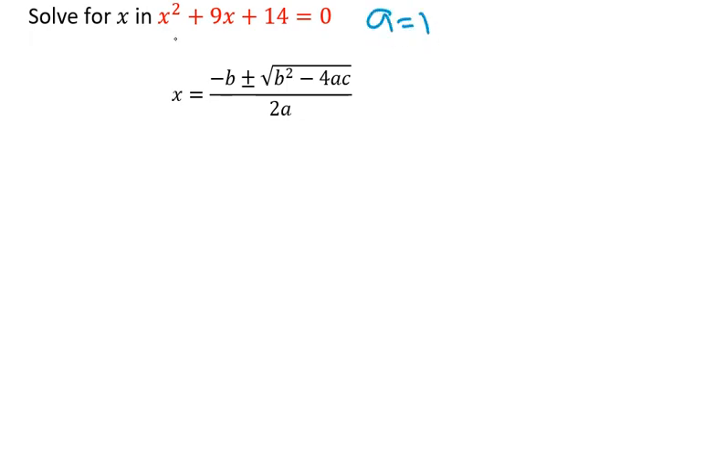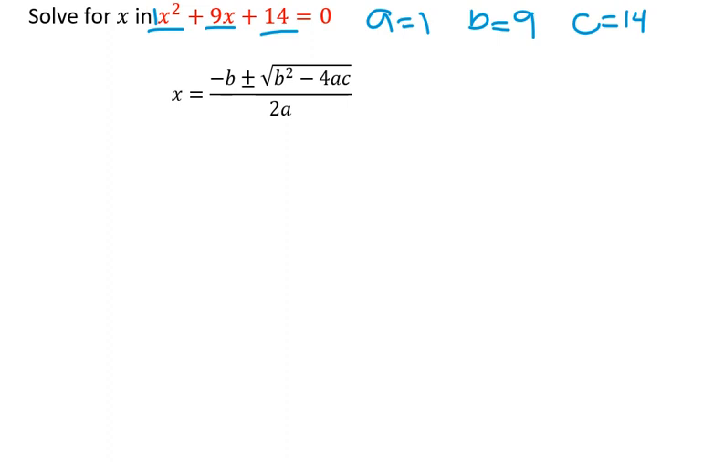1. Paano ko nakuha yung 1? Ito po yun. x square. So, may 1 dyan. So, ito yun yung a. How about yung b? That is 9. Ito naman yun. And then yung c. That is 14. At ito naman yun.